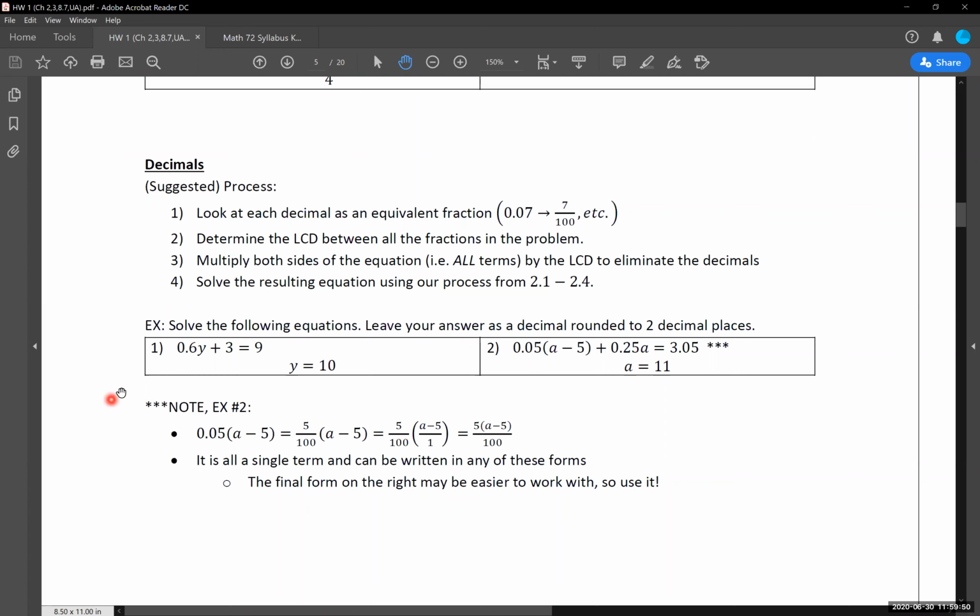And on the test, if something shows up like this and I say solve the following equations, I do not care if you want to leave this and solve this out as decimals. I don't care if you want to convert this into fractions and then solve it out. It's your choice. There are advantages to doing it one way, there are advantages to doing it the other way. It's going to be your call on what you want to do. You need to pick which method you want to use and then move forward with it.